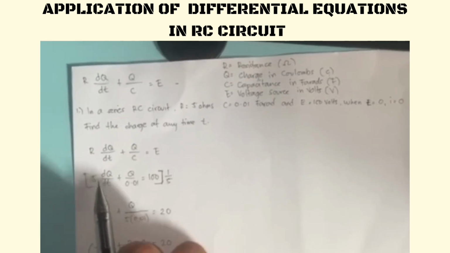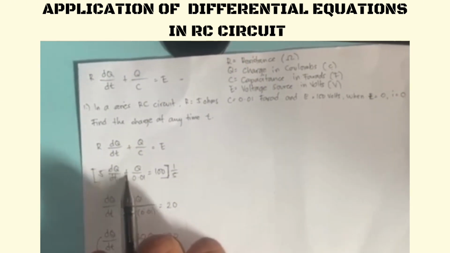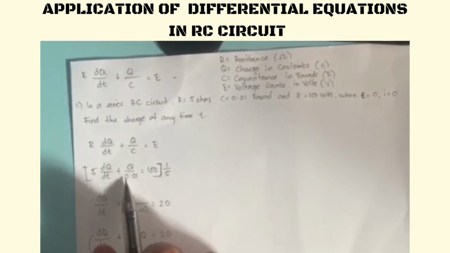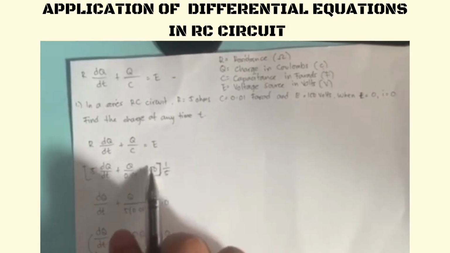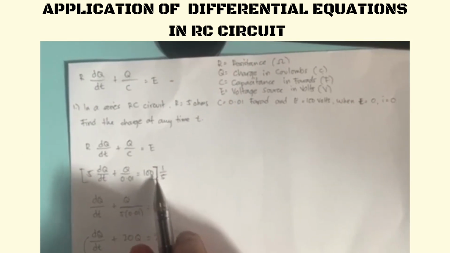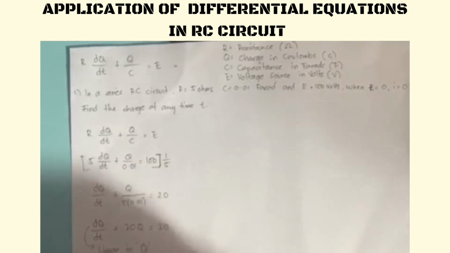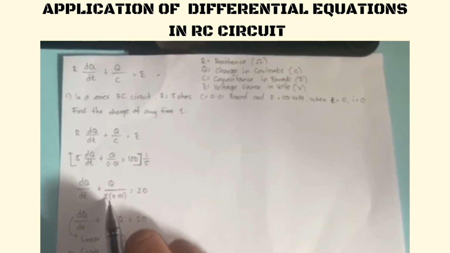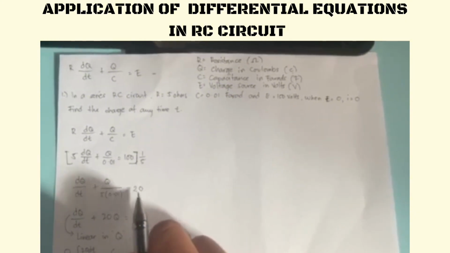Then we have to write the given: 5 dq over dt plus q over C, which is 0.01, equals E, which is 100 volts. Then we divide both sides by 5. So we can get dq over dt plus q over 5 multiplied by 0.01 is equal to 20.